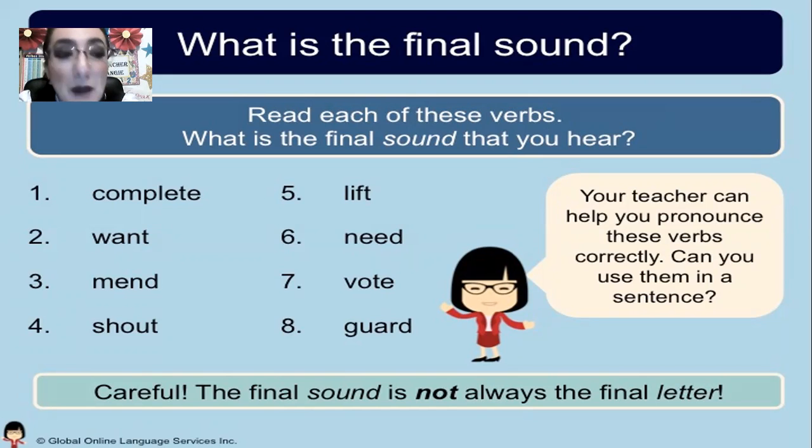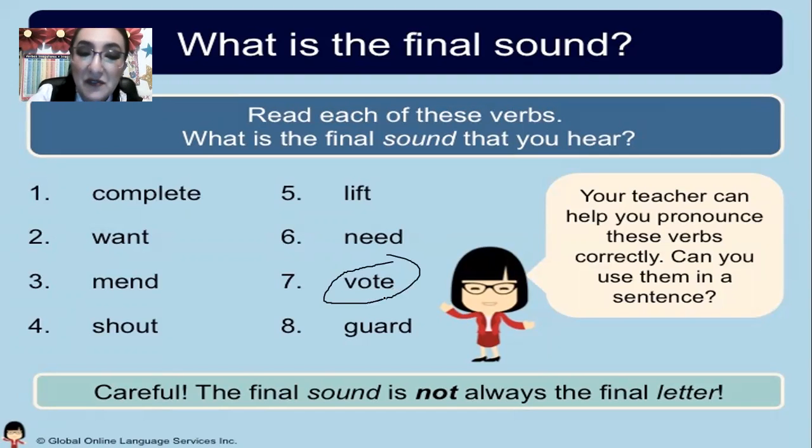Be careful, because the final sound is not always the final letter. Super tip. The final sound is not always the final letter. For example, here, your final letter is the letter E, but we don't say both T or something like that. No, vote. Okay, leave. Guard.